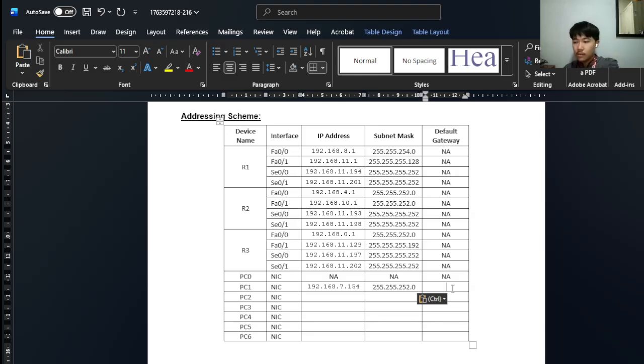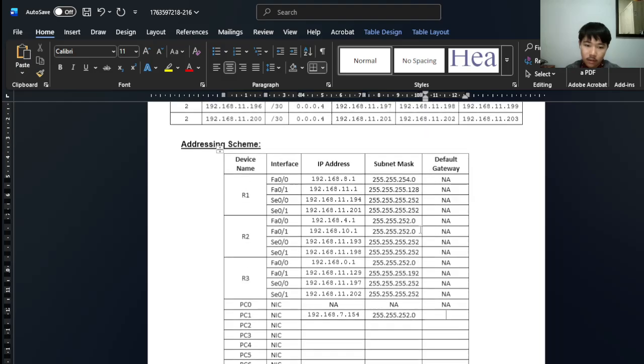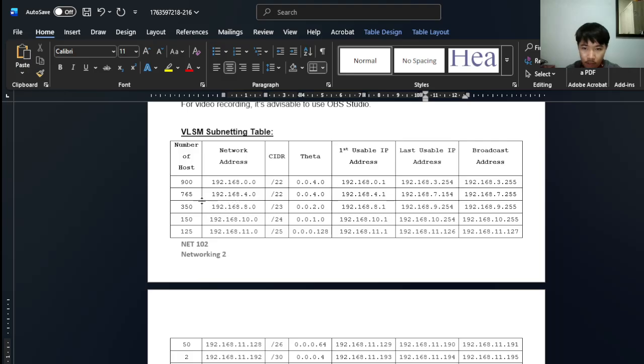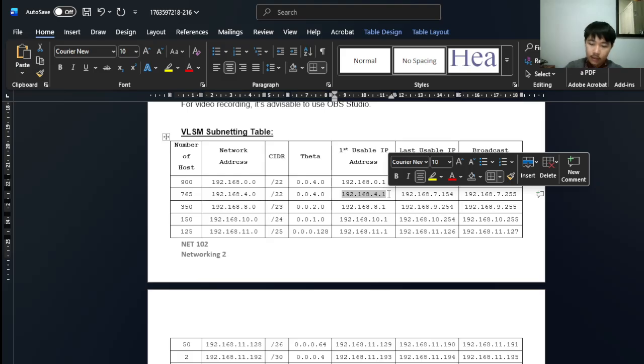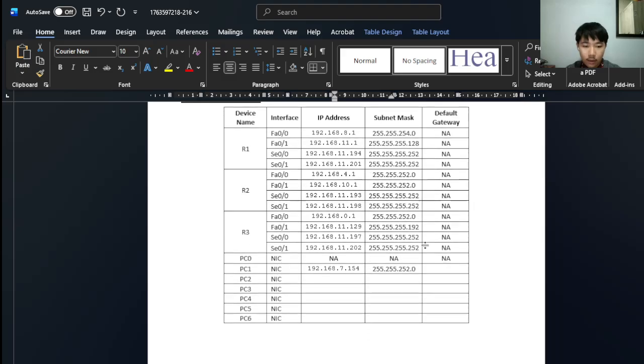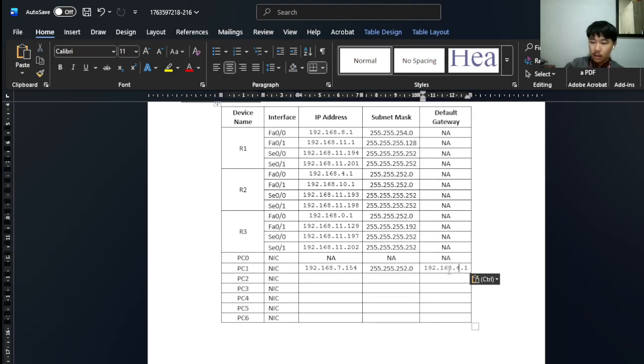So while on the default gateway, we will input here the first usable IP address. So this is 765, and the first usable IP address is 192.168.4.1.